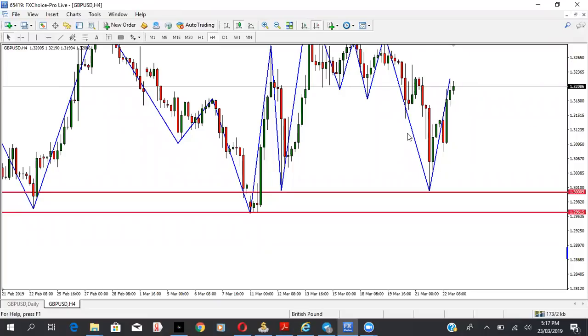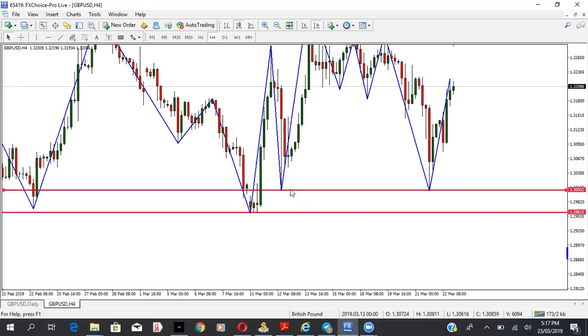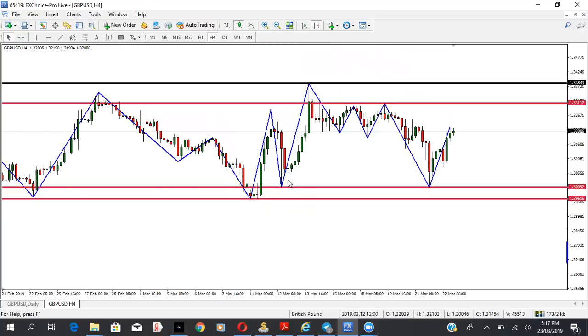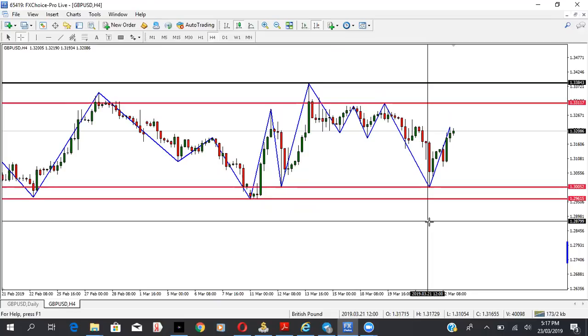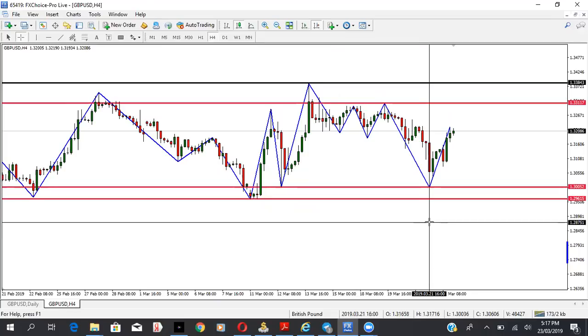If you did this, marked up this swing low here, you can see immediately price came to it. Do you see the move away? As you can see, this is very, very recent. This is as at March. This level was made on the 12th, and when price came back to it on the 21st, price reacted from it.